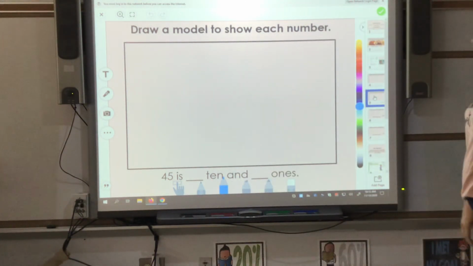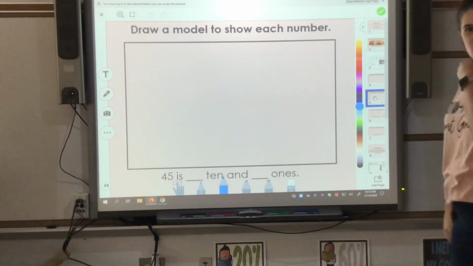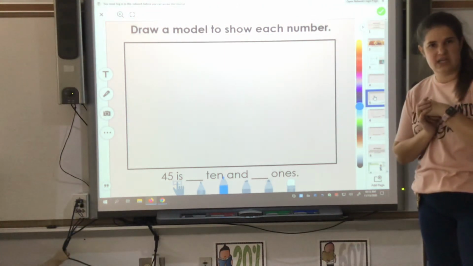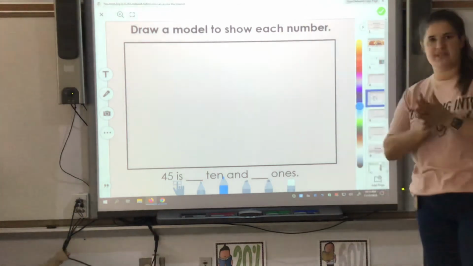This next one says 45 is blank tens and blank ones. Take a few minutes to do that one independently at home. If you need to pause the video, you can.